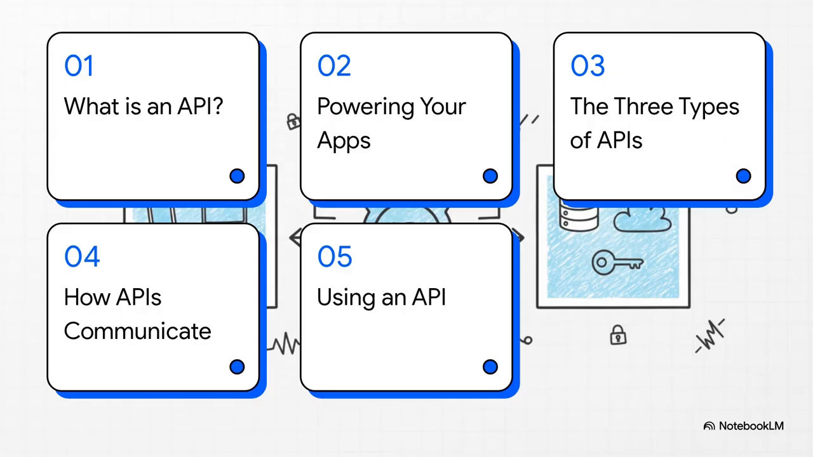Here's the game plan for this explainer. We're going to start with the big idea, then see how APIs are the secret sauce powering the apps on your phone. We'll break down the three main types, take a peek at how they talk to each other, and then we'll walk through a step-by-step guide on how you can actually use one yourself.